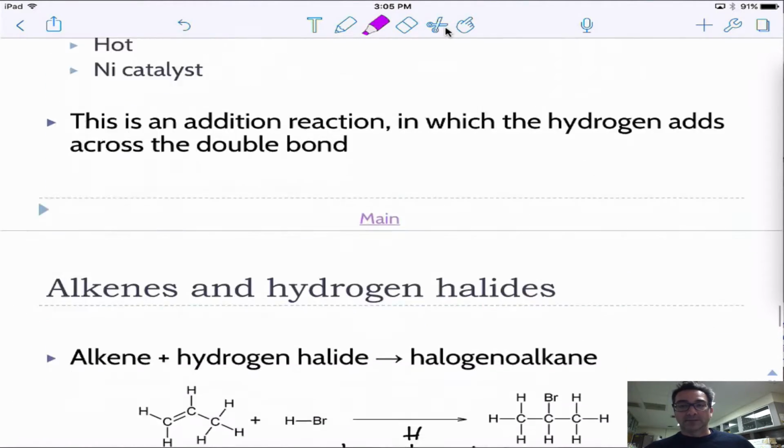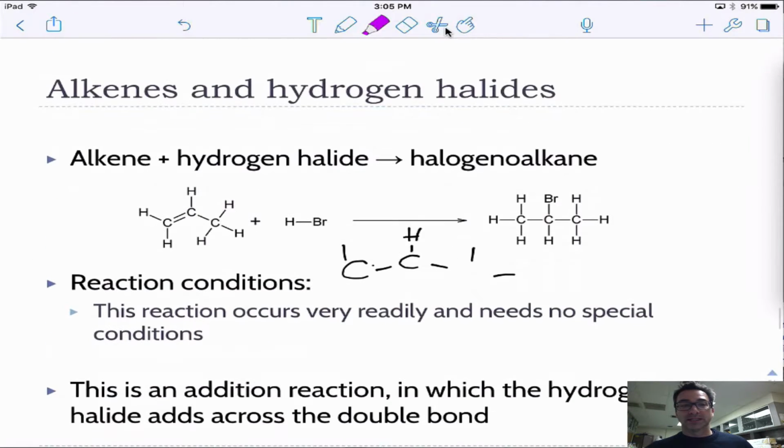Okay, so the next thing that I'm going to talk to you about is if you have an alkene with a hydrogen halide. And let me just erase this and rewrite it here. And so what we have here is, again, the addition of the bromine and the hydrogen to the alkene. And so what you'll see is some highlights here. We break the double bond. The hydrogen and the bromine will add to the first and second carbon.